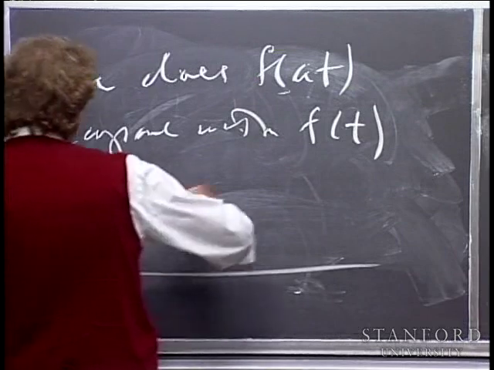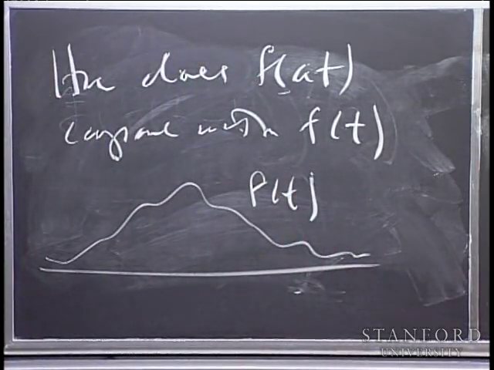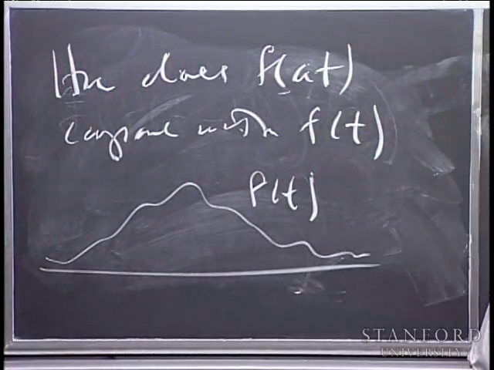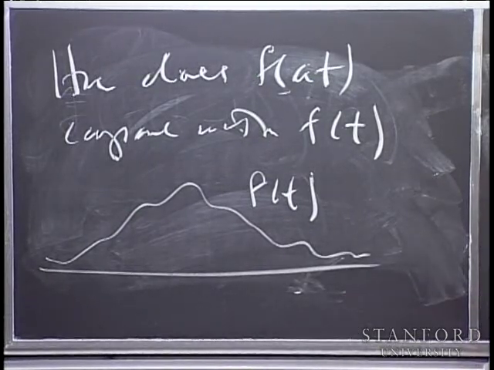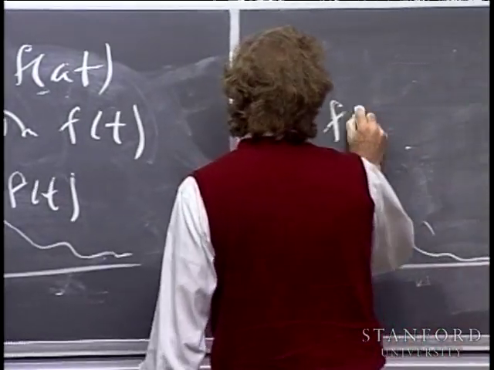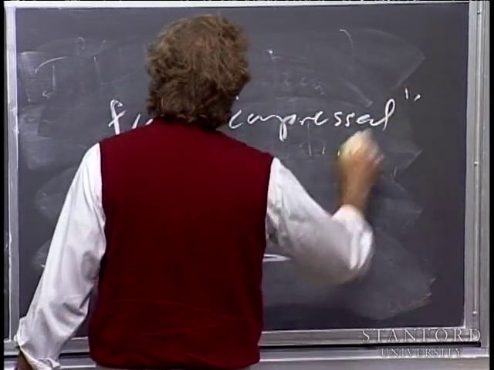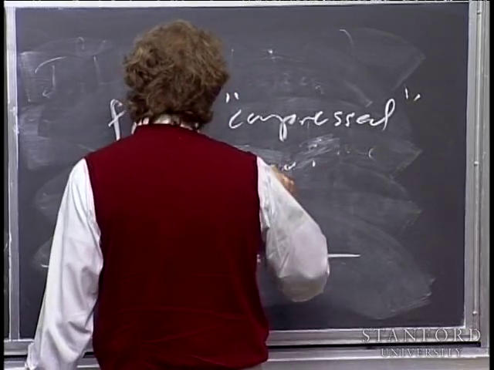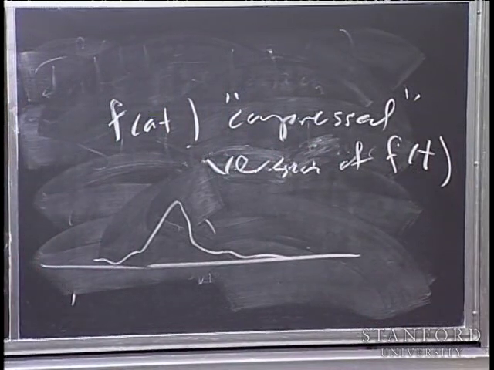So if the signal is sort of like this, all right, if this is f of t, then f of at is the same signal except it's squashed. All right, it is compressed. Same shape, more or less, but sort of a squashed version. f of at is a compressed version of f of t. You convince yourself of that: if I scale by something bigger than 1, then I'm squeezing the function.